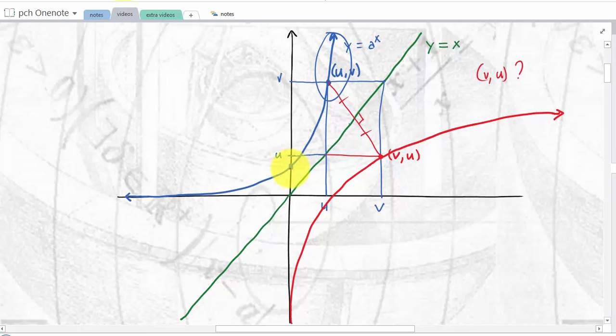Now, what's the point right here? This is (0, 1). Therefore, what's the point right here? This is (1, 0). Also, the other characteristic point on the graph of the exponential is (1, a). Let me erase all of that here. Let's not say u and v, but let's assume this is (1, a). Then on the graph of the log, we should find (a, 1). Here we go. So these two points are standard on the graph of any log.